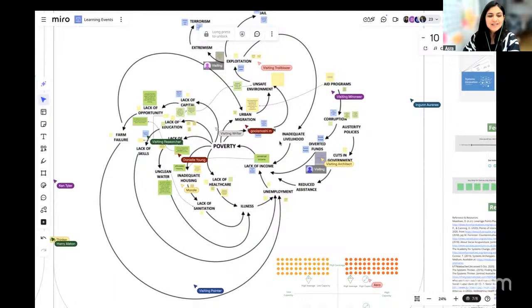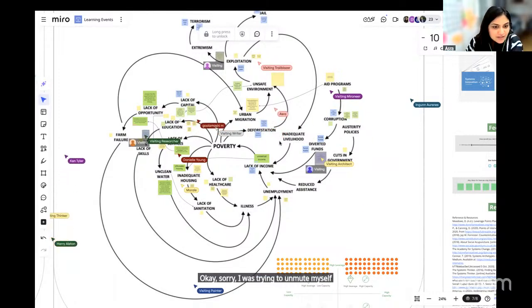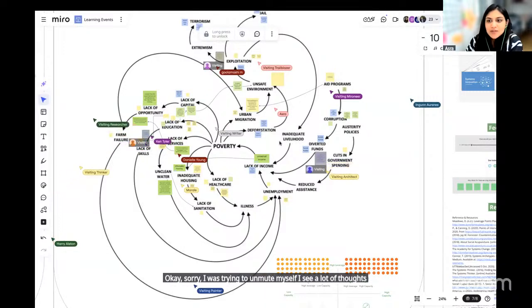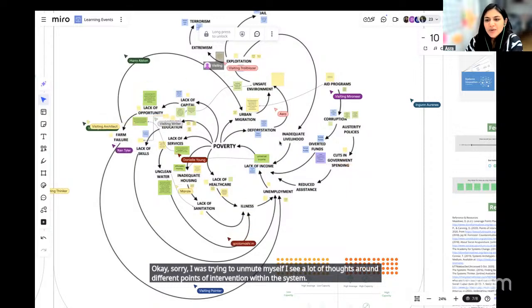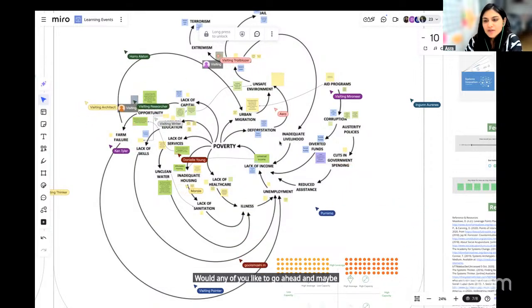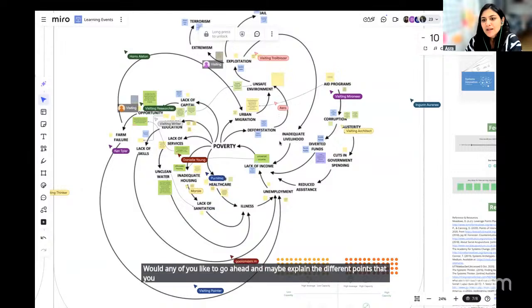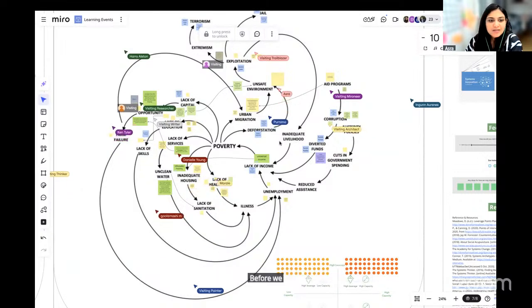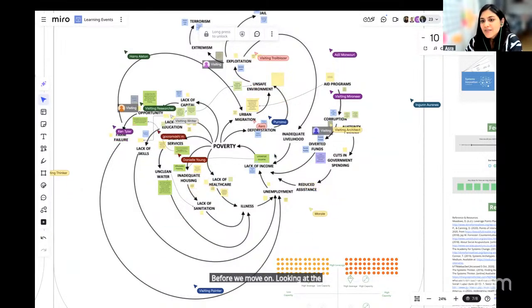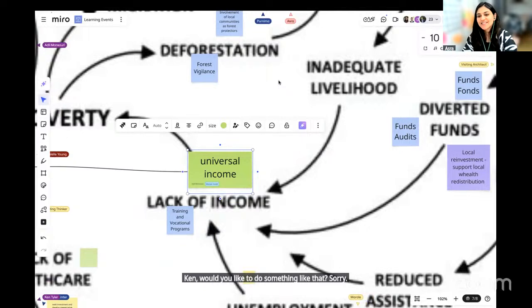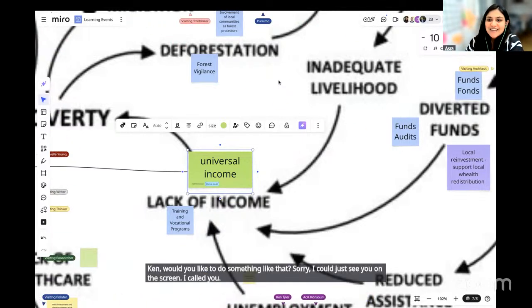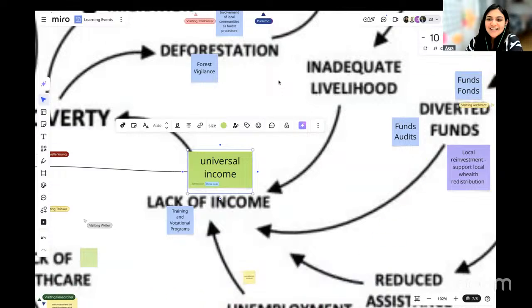Okay, sorry, I was trying to unmute myself. I see a lot of thoughts around different points of intervention within the system. Would any of you like to go ahead and maybe explain the different points that you put up here on the map before we move on to looking at the stickies? Ken, would you like to do something like that? Sorry, I could just see you on the screen. I called you.